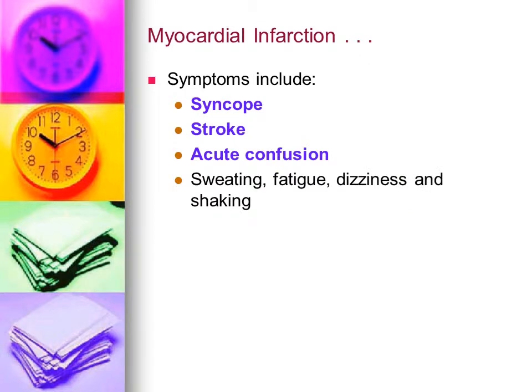Older adults do not experience MIs with the classic symptom of crushing chest pain. Syncope, stroke, and acute confusion are most typically experienced by the older adults. They also may have some sweating, fatigue, dizziness, and shaking, and this can also be mistaken as hypoglycemia instead of an MI. Early diagnosis and treatment is critical to stop the progression of irreversible cardiac damage.